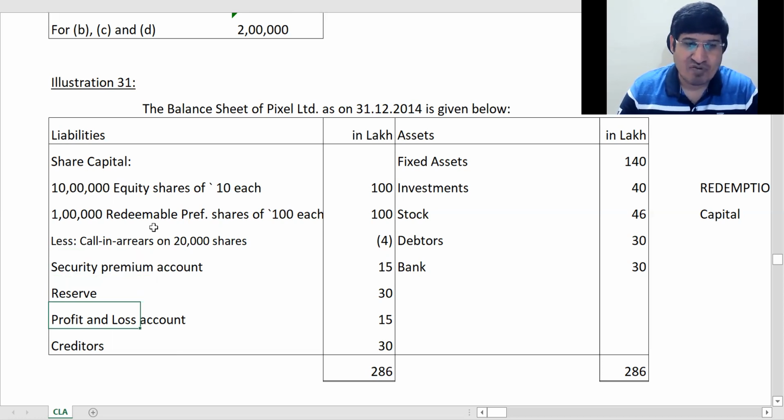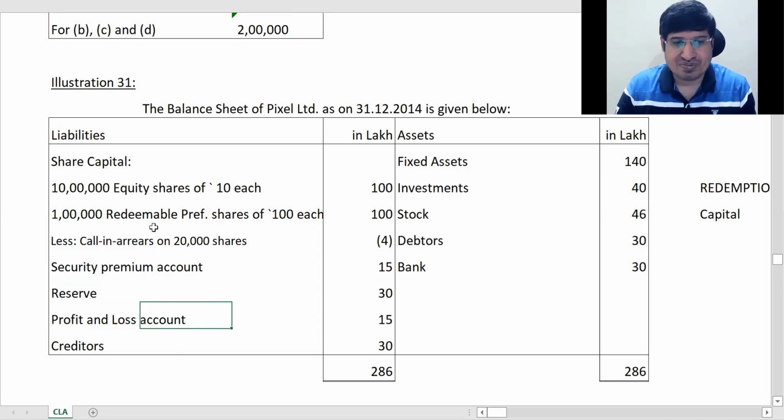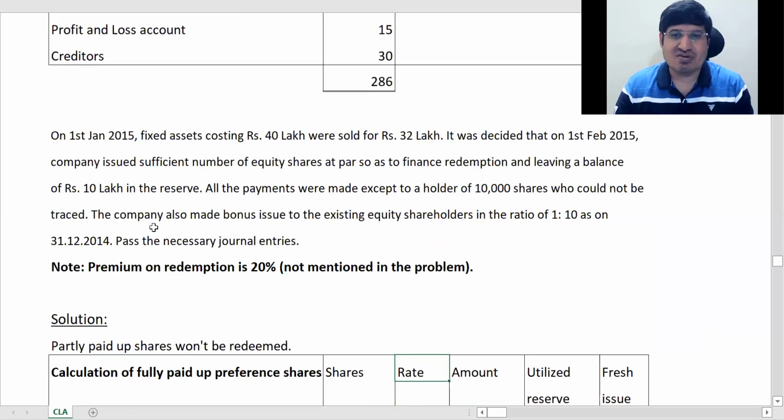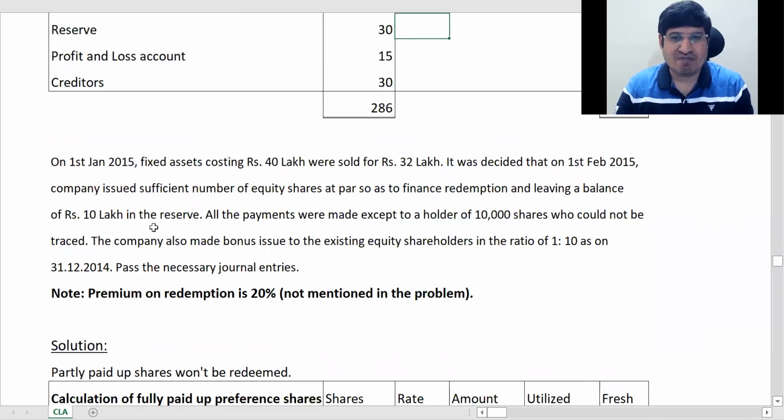Then profit and loss account, definitely. And creditors are 30. And asset side, as I said, normally we don't have to use it unless you are selling off anything for getting liquidity. So these are all your assets, so we don't even need to read it. So these are your directions now. ठीक है, अभी directions देखेंगे.